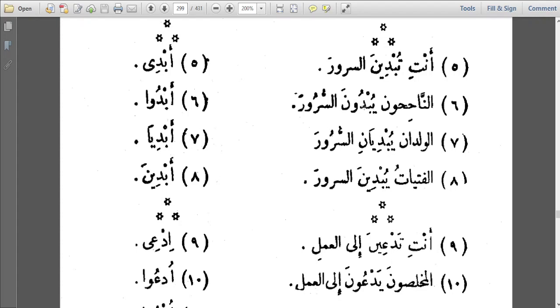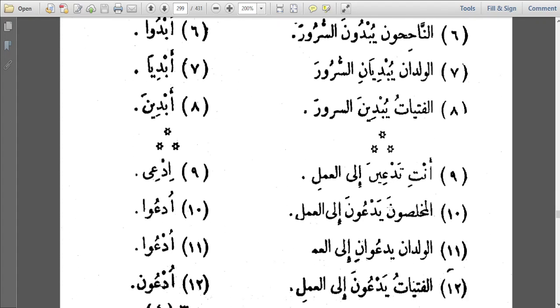Okay, look at yubduna. The verb is yubdi. There is a yai ending. So if everything was supposed to come, you would read yubdiyuna, but no, you say yubduna. The yai is omitted here. Same thing happens to da'a: anti tad'ina, yad'una.